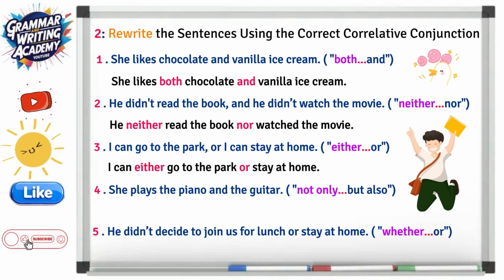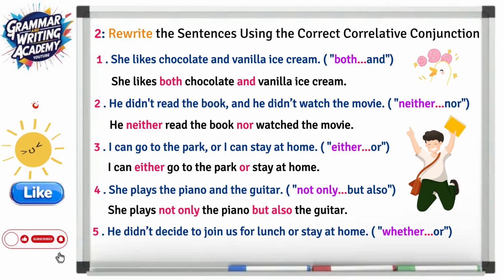Let's explain it. We use either... or when we must choose one option, not both. Sentence number 4. The correct answer is, she plays not only the piano but also the guitar. Let's explain it. Not only... but also is used to add emphasis. It shows that the second skill is extra and impressive.